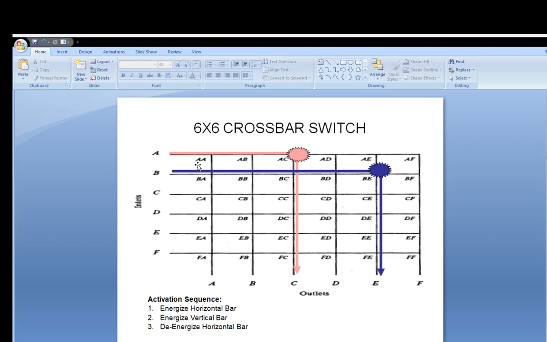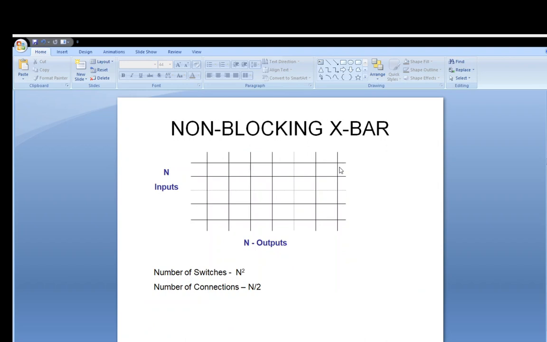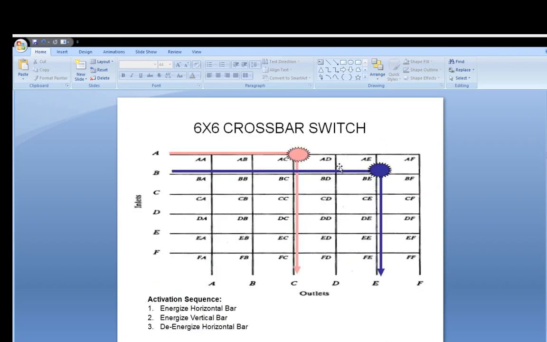So AE will not have any false connection, and BC will not be a false connection if we use the sequence, that is, energize the horizontal power first, then energize the vertical power for a second, and then after de-energize the horizontal bar. So this was the limitation and its remedy related to the crossbar switching.